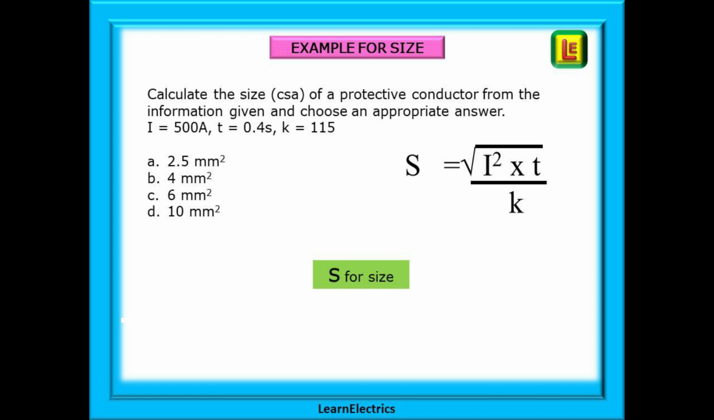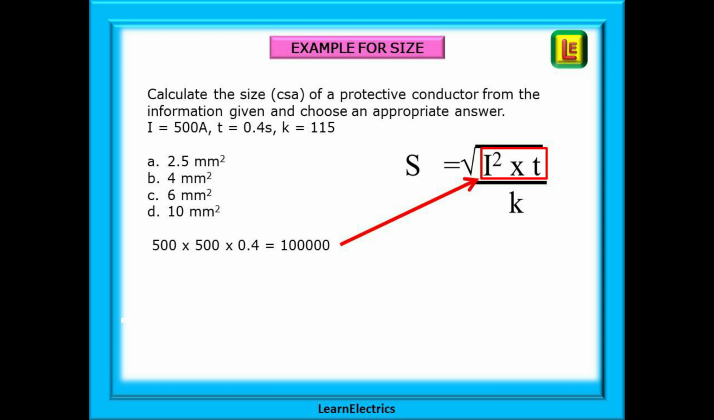Here is the formula again. As we said, it begins with S for size. For this equation, start by working out the bit underneath the square root sign. We want to know what I squared times T is. Any number squared is simply that number multiplied by itself. So you can see here that 500 squared is 500 times 500. And then we multiply by 0.4. This gives us 100,000, or 1 with 5 zeros.